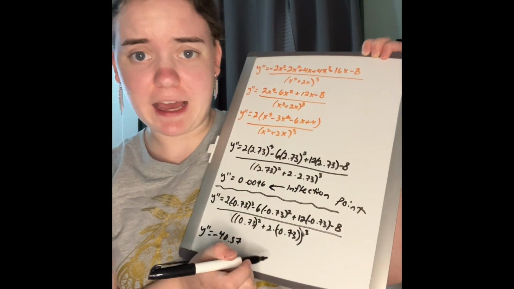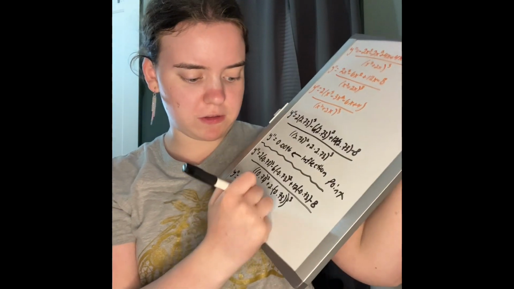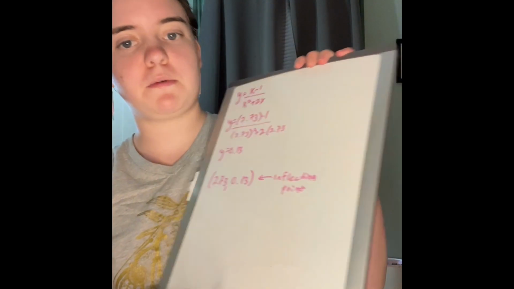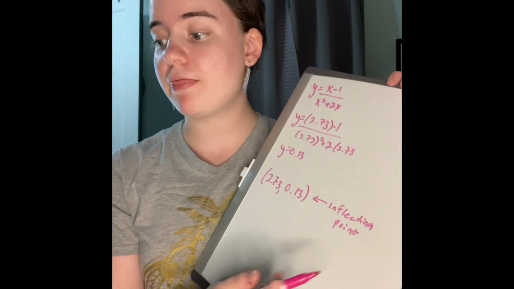And then this one I got not all close to 0, which we kind of knew. We figured this was our turning point already, and we had already assumed that. So this was a lot of work, but we figured it out. And now I'm going to match my inflection point value. I'm going to plug the 2.73 into the original equation to find its matching y coordinate. I did that, and the 2.73 matches with 0.13.